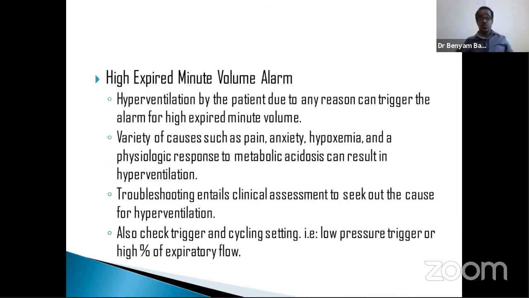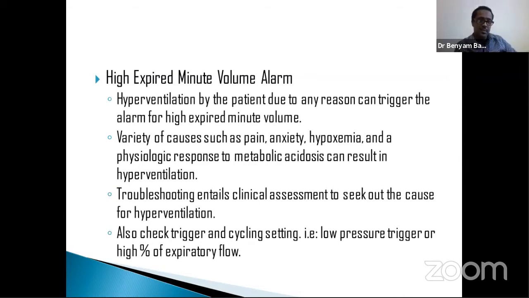The other end of the spectrum of alarms is the high expired minute volume alarm. Usually it's triggered due to high expired minute volume, or the patient is hyperventilating. The alarm will be set whenever the patient is hyperventilating, so there will be a high expired minute volume beyond what we have set. Many causes could cause a patient to hyperventilate. It could be a physiological response to hypoxemia, acidosis, anxiety, pain, and a lot of other reasons.